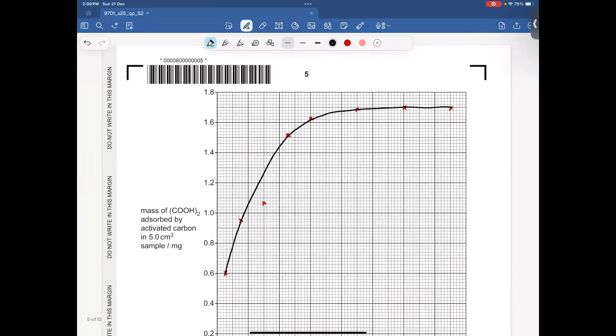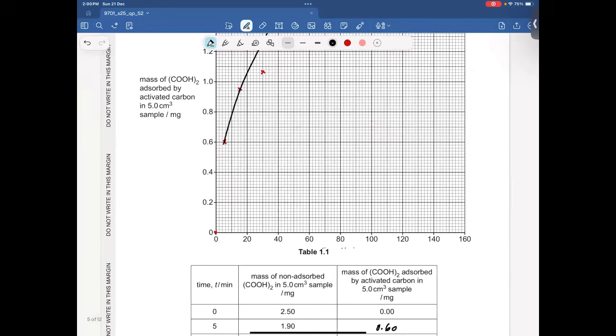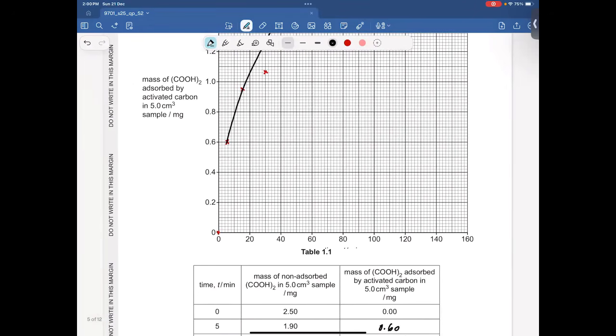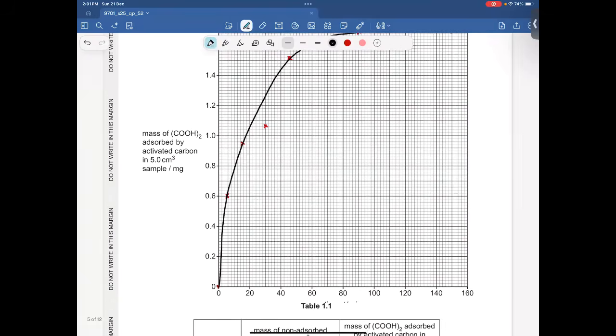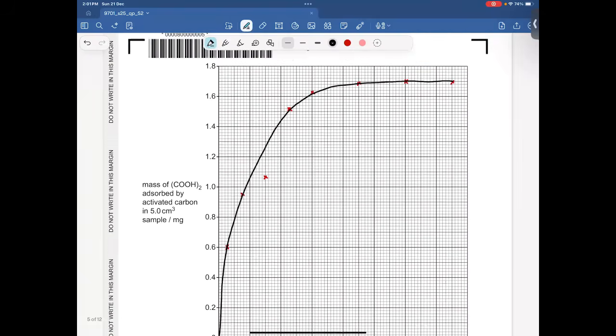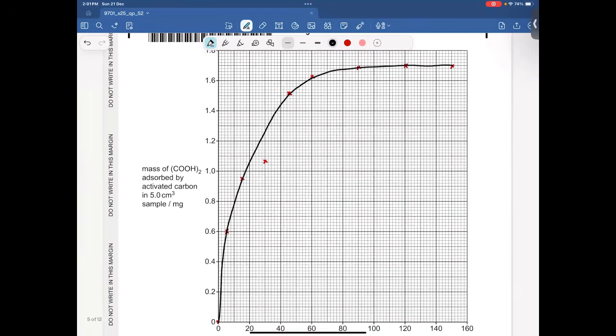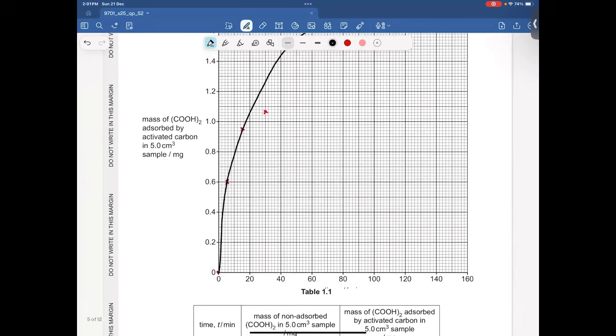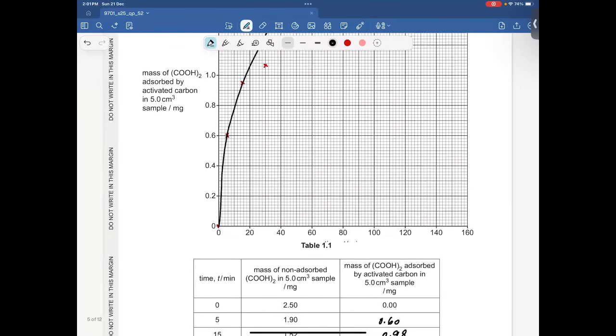Okay. Oh, that's nice. There's a curve of best fit, guys. Oh, my goodness. Okay. Let's move on to the next part.